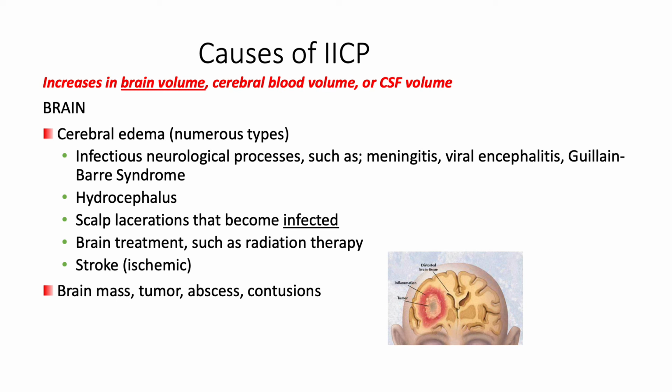Now that we understand ICP and why it's important, let's look at some examples of what would cause ICP to increase. It can be easiest to categorize these by those 3 elements in the cranial vault: the brain, blood, and CSF. Looking at the brain first, different types of cerebral edema can increase ICP. Common causes include hydrocephalus, head injuries, or different types of infections. Other trauma to the brain, such as radiation therapy or stroke, can cause inflammation and edema as well. Additionally, brain tumors, masses, and contusions will cause the brain volume to increase and thus increase ICP.